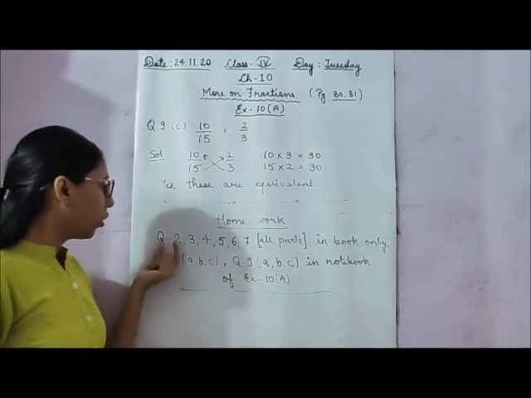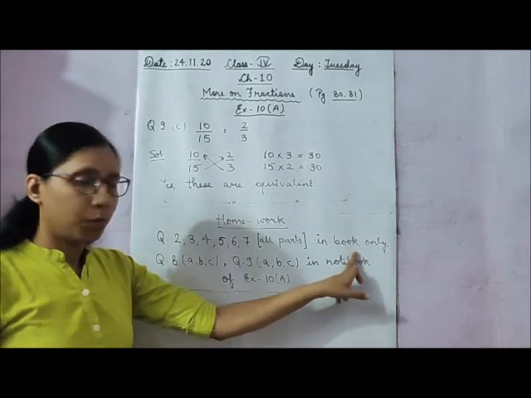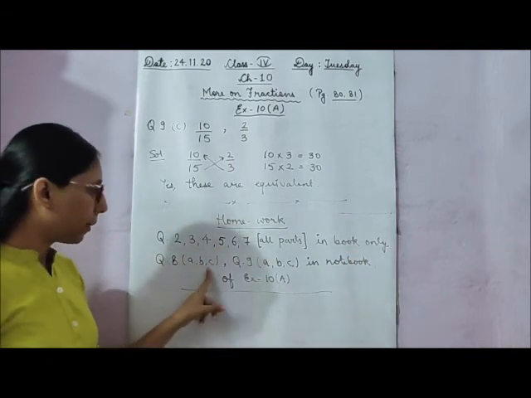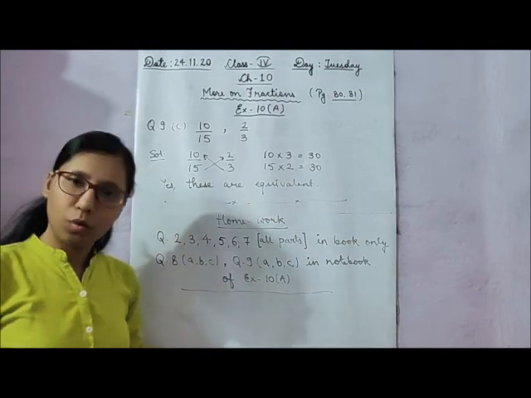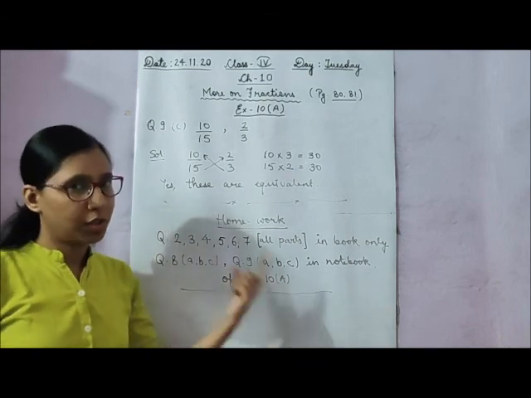And your homework is you have to do question number 2, 3, 4, 5, 6, 7 all parts in your book only. And question number 8 ABC part, question number 9 ABC part in your notebook of exercise 10A. Question number 10 you don't have to do. Only these questions you have to do.